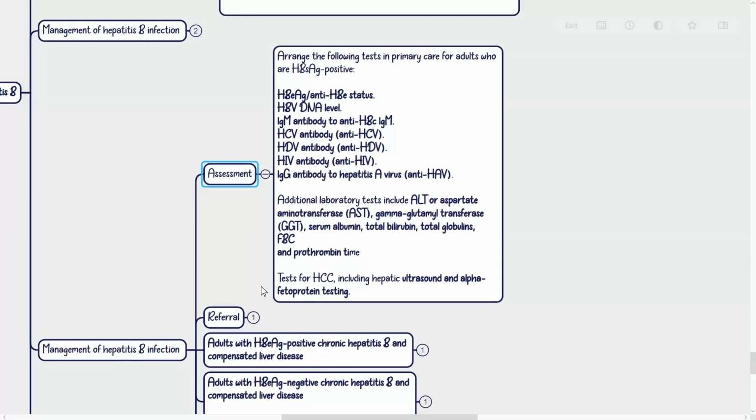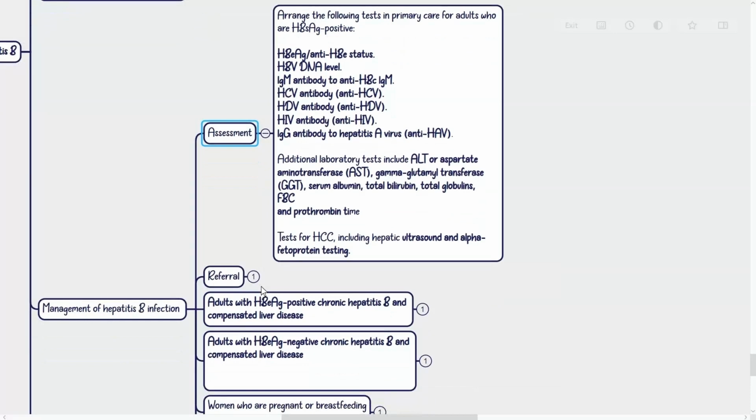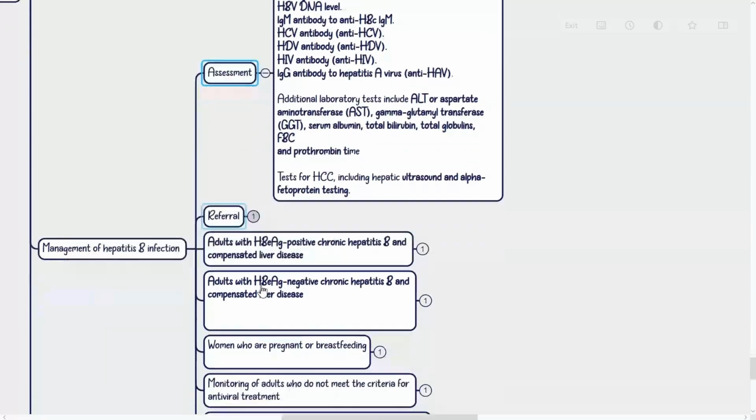IgG antibody to hepatitis A virus (anti-HAV). Additional laboratory tests include ALT or aspartate aminotransferase (AST), gamma-glutamyl transferase (GGT), serum albumin, total bilirubin, total globulins, FBC, and prothrombin time. Tests for HCC, including hepatic ultrasound and alpha-fetoprotein testing.